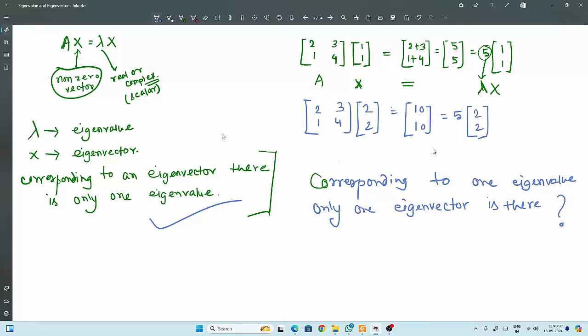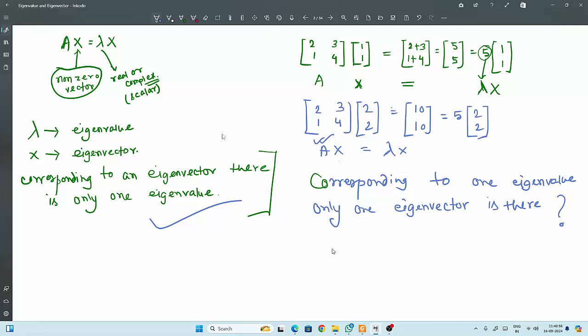Now you can say that corresponding to this matrix, this is Ax and this is lambda x. Now lambda is again 5. That means the eigenvalue is again 5. But the eigenvector changed. The eigenvector is now 2, 2.